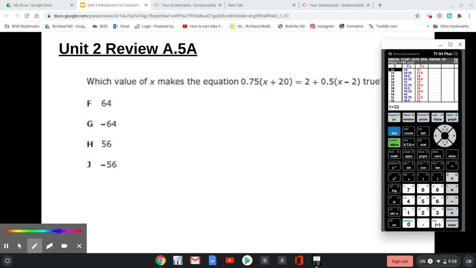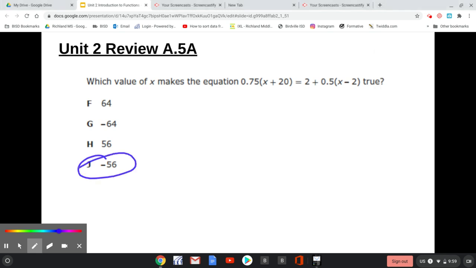There's a faster way to do this, but I haven't told y'all, so I'm just going to scroll. And let's see, we have negative 56, and here it comes. And we can see that that equals 27, negative 27 and negative 27. So our answer is negative 56. Answer is J.